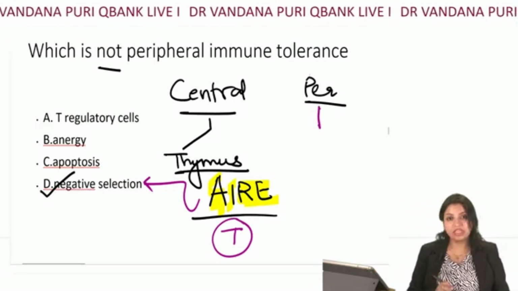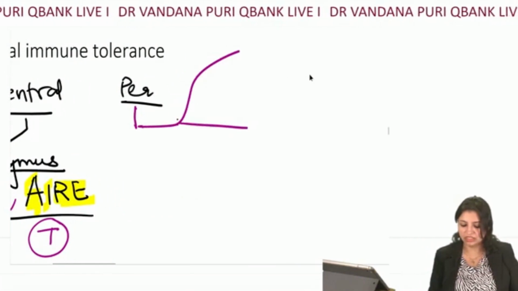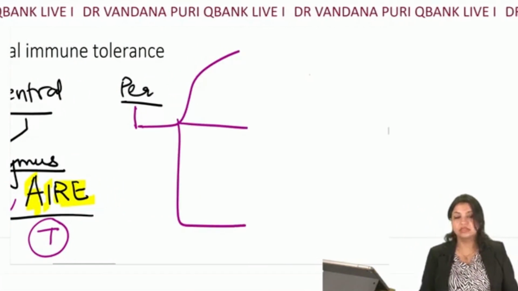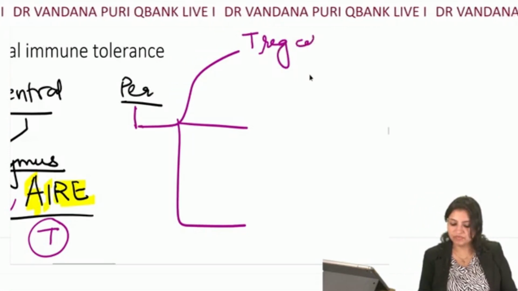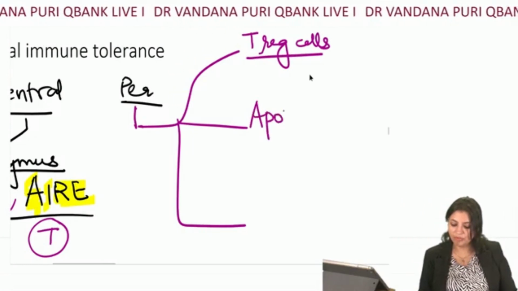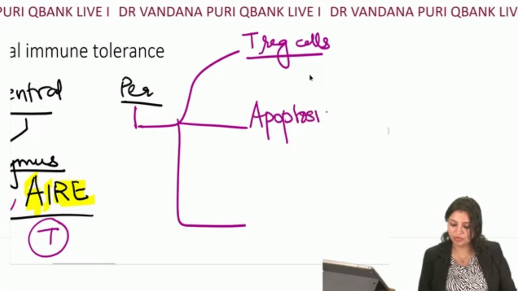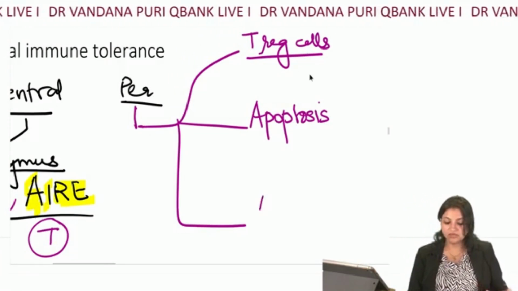But when we talk about peripheral tolerance, it occurs in 3 forms, at 3 levels. First is T regulatory cells. Second is apoptosis. The third is anergy.